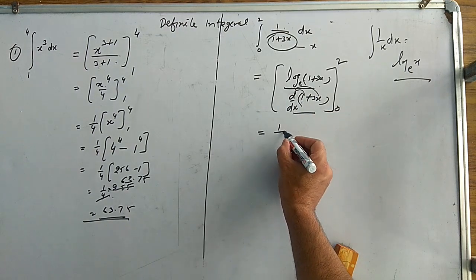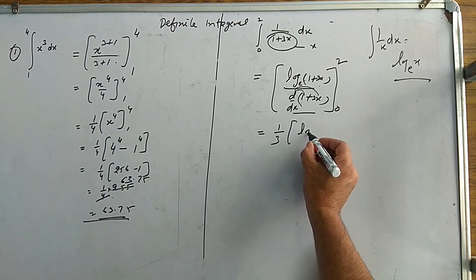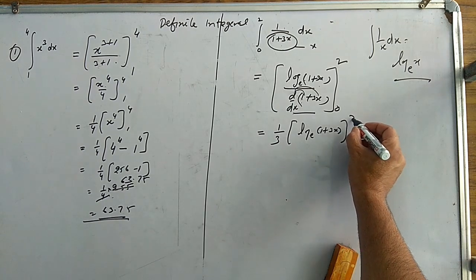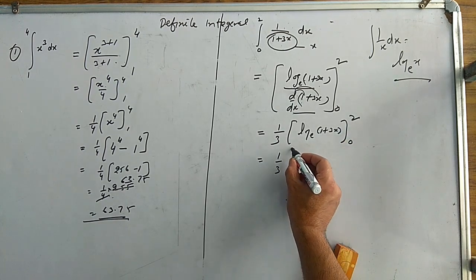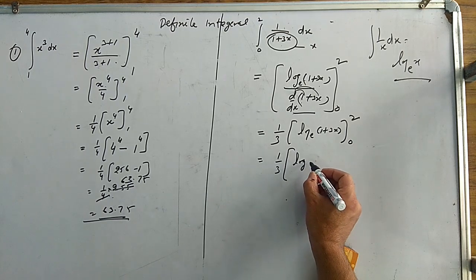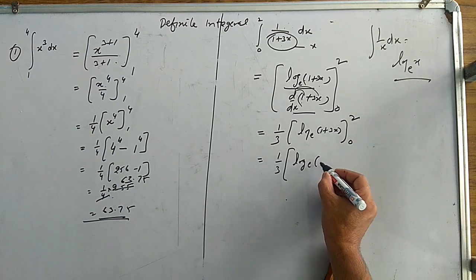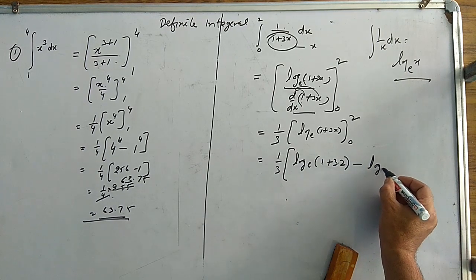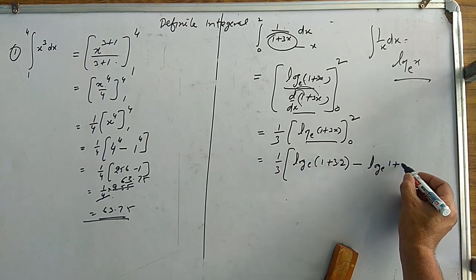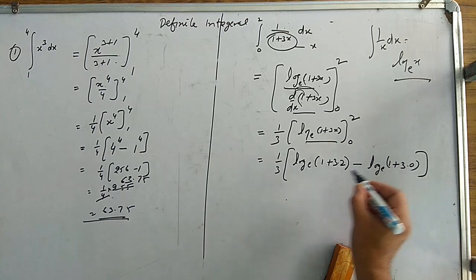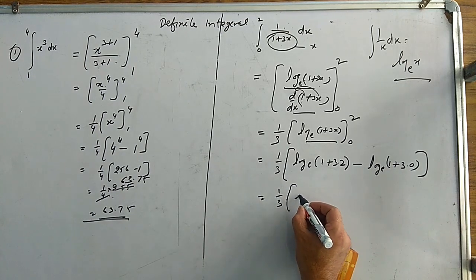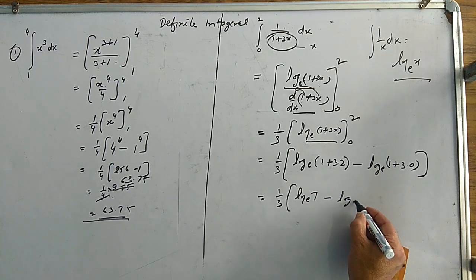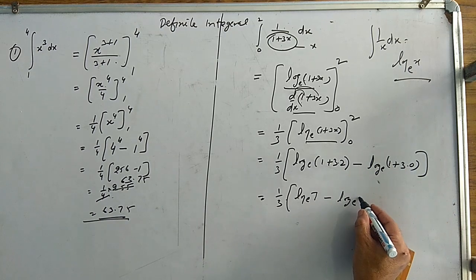So, 1 by 3 can be written out, and log of 1 plus 3x, lower limit 0, upper limit 2. And in place of x, upper limit, write 2 minus this again, but in place of x I will write the lower limit. So what is the answer? This will become log e to the power 7 minus log, this becomes 0 and log 1.